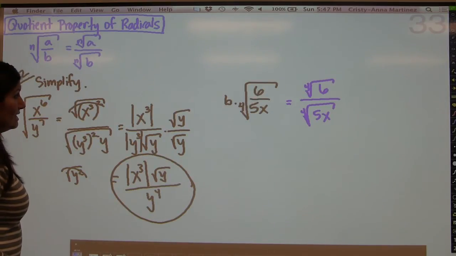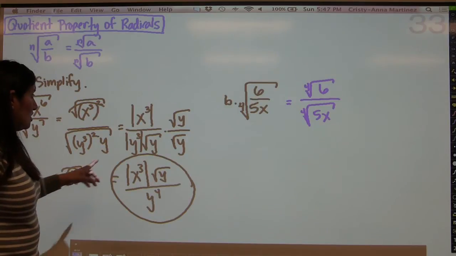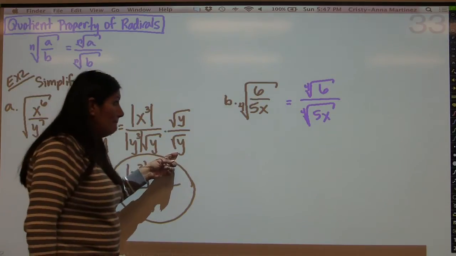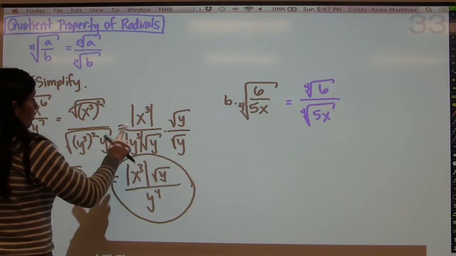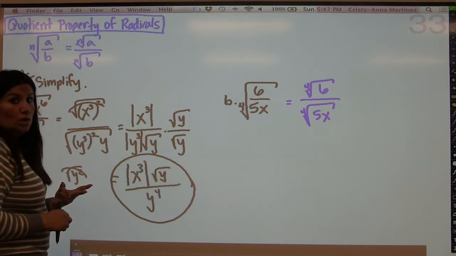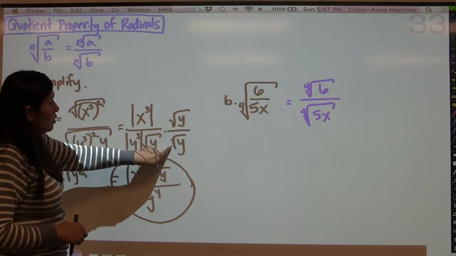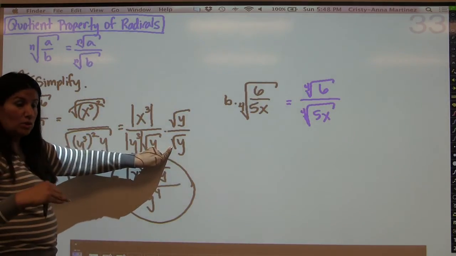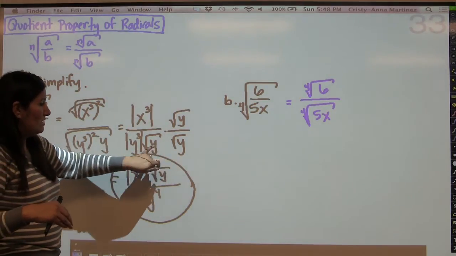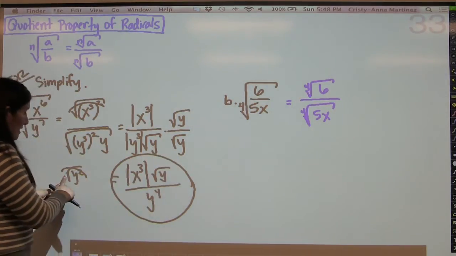So it's not as easy as part A, where you can just multiply by root y over root y. The only reason why this works is because the index was a 2. So when the index is a 2, then you only need y squared to cancel with the 2. That's why I did times y, because y times y is y squared, so we get it to cancel.